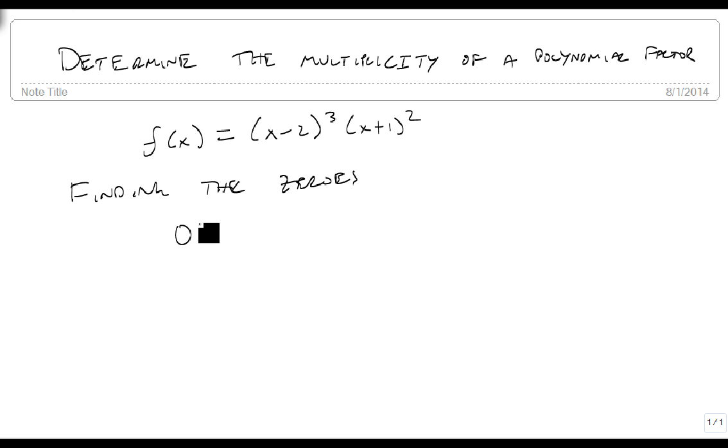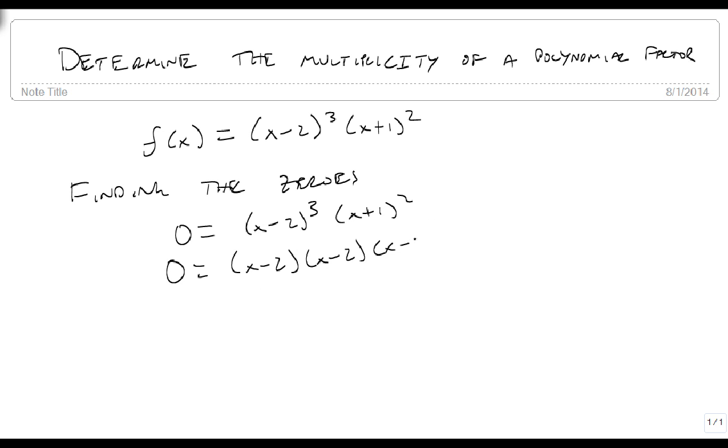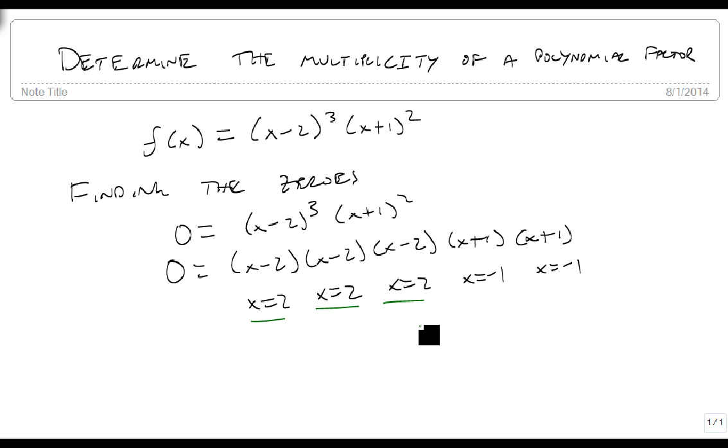Well, that means we're going to take 0 and set it equal to (x minus 2) cubed times (x plus 1) squared. Or we could write this out this way. There's 3 of these and 2 of these. So this has an x equals 2, an x equals 2, an x equals 2, an x equals minus 1, and an x equals minus 1. So there's three 2's and two minus 1's. Well, that way we could write this as x equals 2 with multiplicity 3 and x equals minus 1 with multiplicity 2.